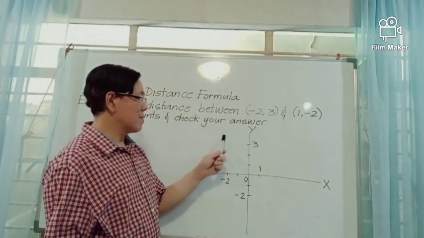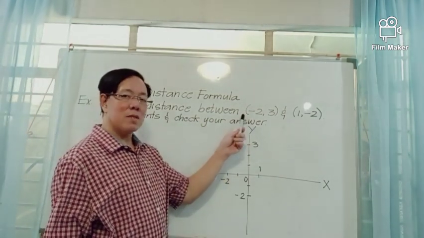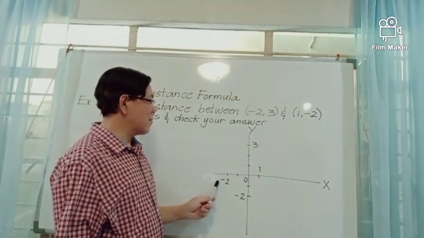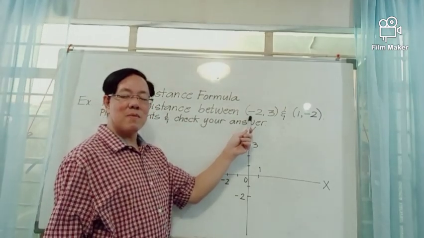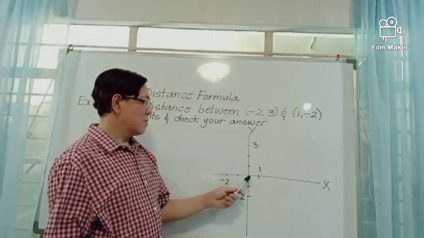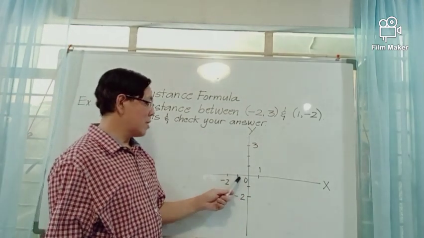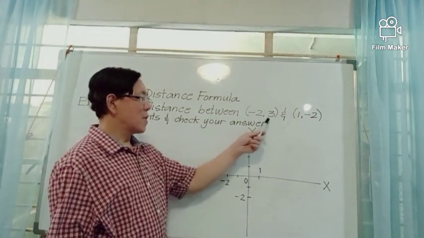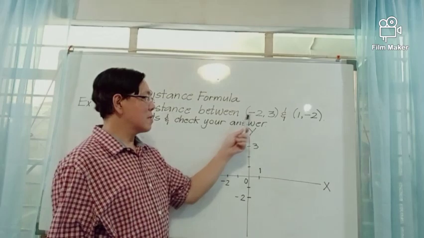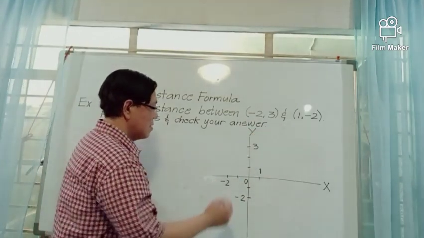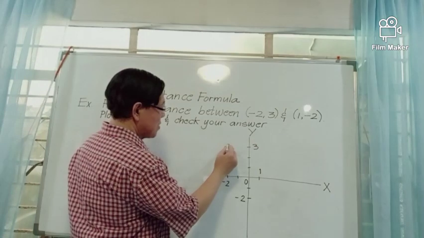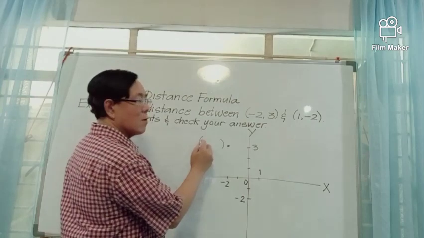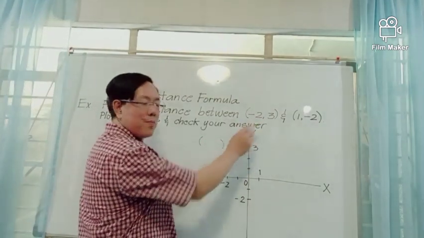units upward. Again, to plot this point, you count 2 units from the origin to the left, because the abscissa of this point is negative. So we count 2 units from 0, 1, 2, and from this point you count 3 units upward, because the ordinate of this point is positive 3. And we arrive at this point. This is the point with coordinates negative 2 and positive 3.